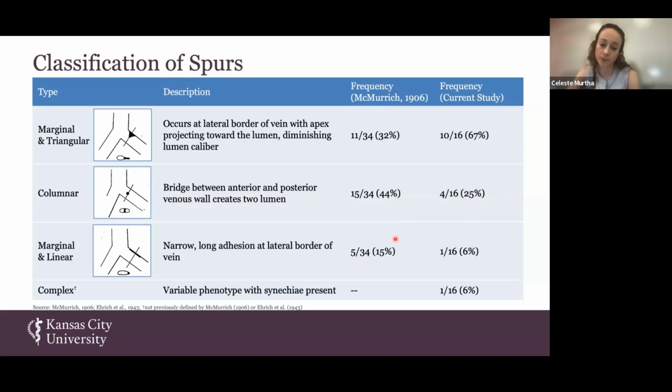And then lastly, a complex spur type. So this is actually a new category that we developed because none of the prior categories that McMurrick or Eric described fit what we observed. So we define this as a variable phenotype, but with synechia present. And I will show you all a picture of that shortly. And we observed that in 1 of our cadavers.